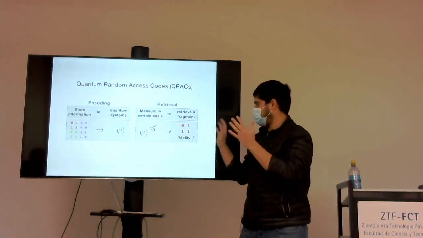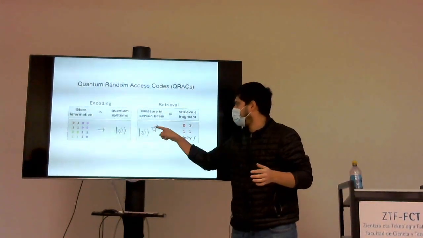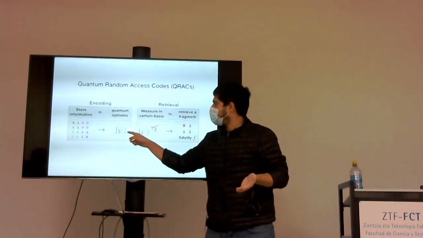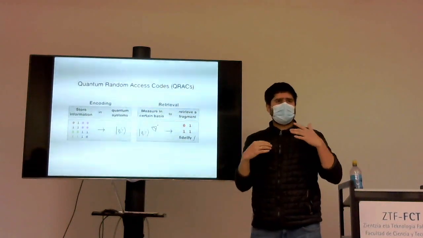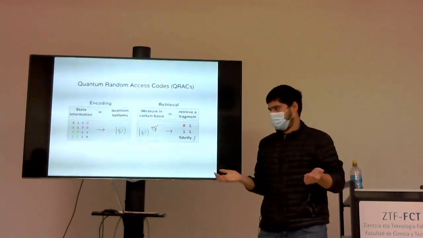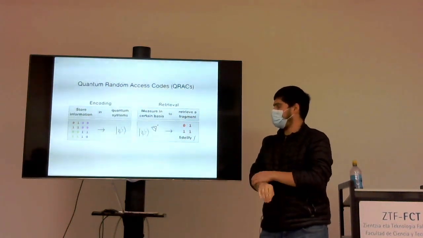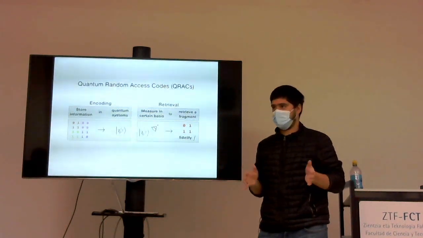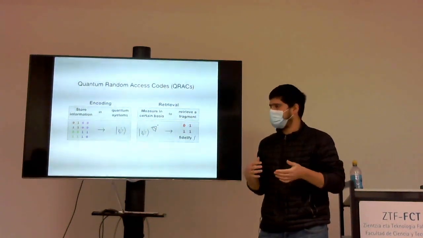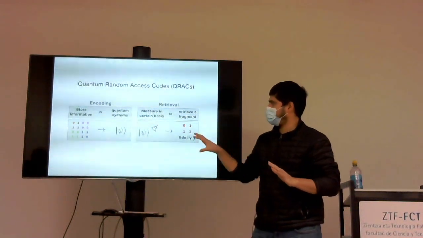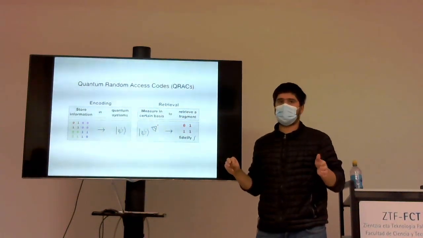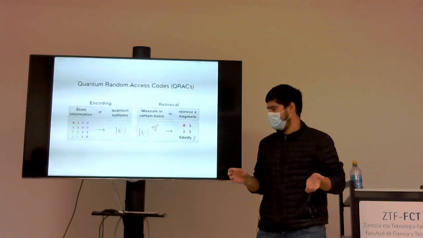So I've chosen to depict it with colors. Let's say the red-colored observable helps us retrieve this part of the information, just as an example. And you do it with some fidelity f. So this doesn't necessarily aim for 100%. It just uses a certain number of resources and reaches some fidelity. So this is the main idea. This is what a quantum random access code is.